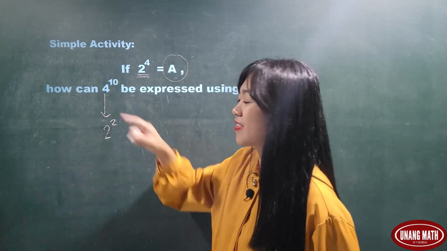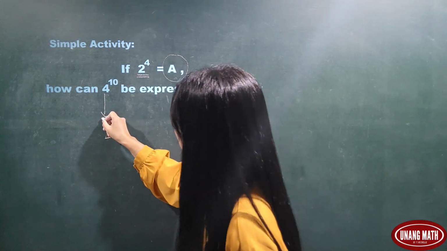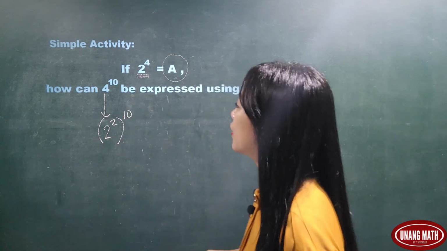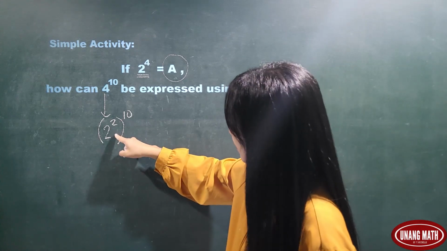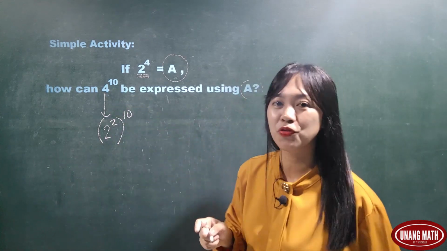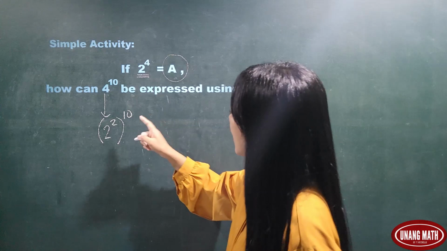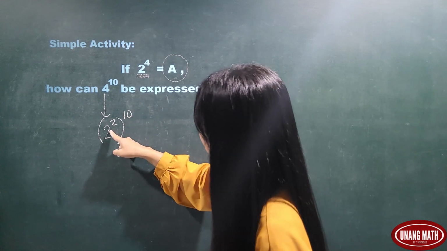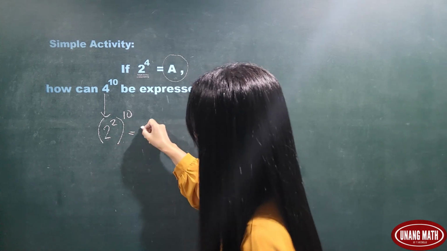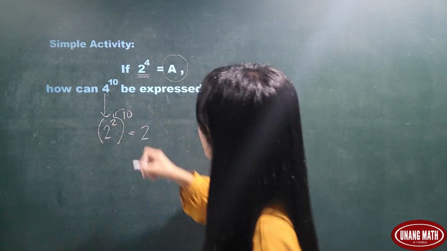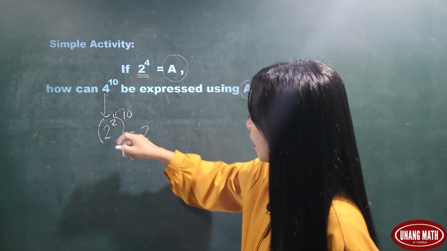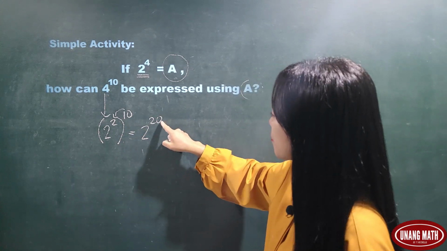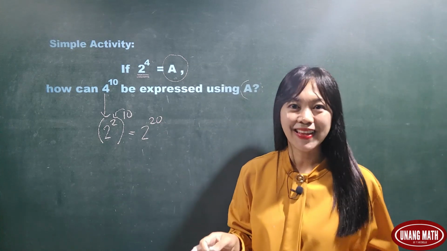2 squared is equal to 4. So put 2 squared inside the parentheses and raise it to the power of 10. So this is just equal to this one. Okay, apply the power of a power rule of exponents. So we will just copy the base 2, then multiply the exponents. 10 times 2 is 20. So this is equal to 2 raised to the power of 20.